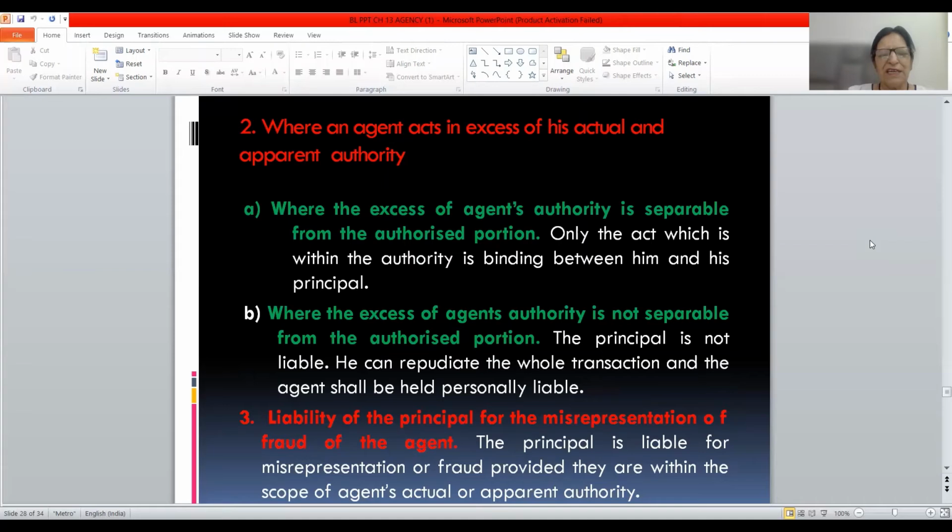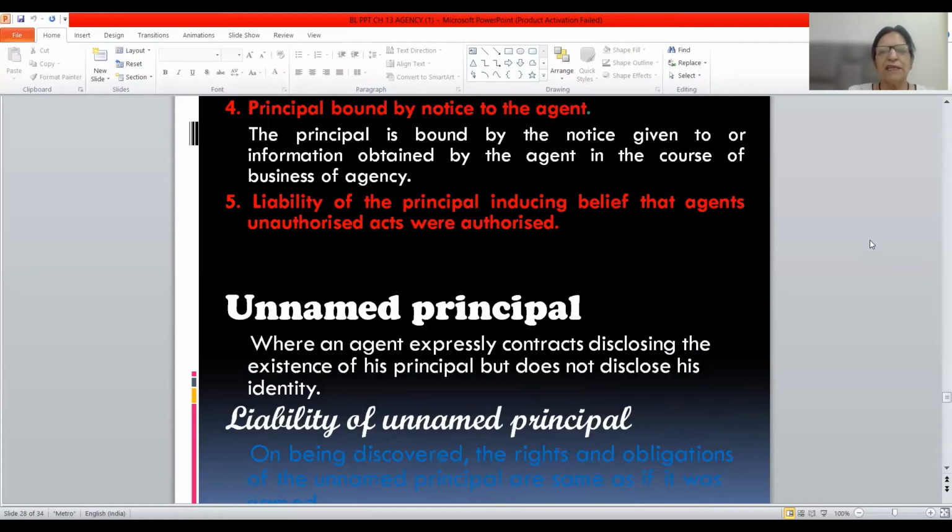Now moving ahead, friends, the next point is the liability of the principal for the misrepresentation or fraud of the agent. If the agent has committed misrepresentation or fraud within the authority, actual or apparent, then also the principal will be held liable. You all know, friends, in detail I have discussed in my earlier videos the meaning of misrepresentation and fraud. Both terms are different from each other. If you still have any doubt, you can always write in the comment section.